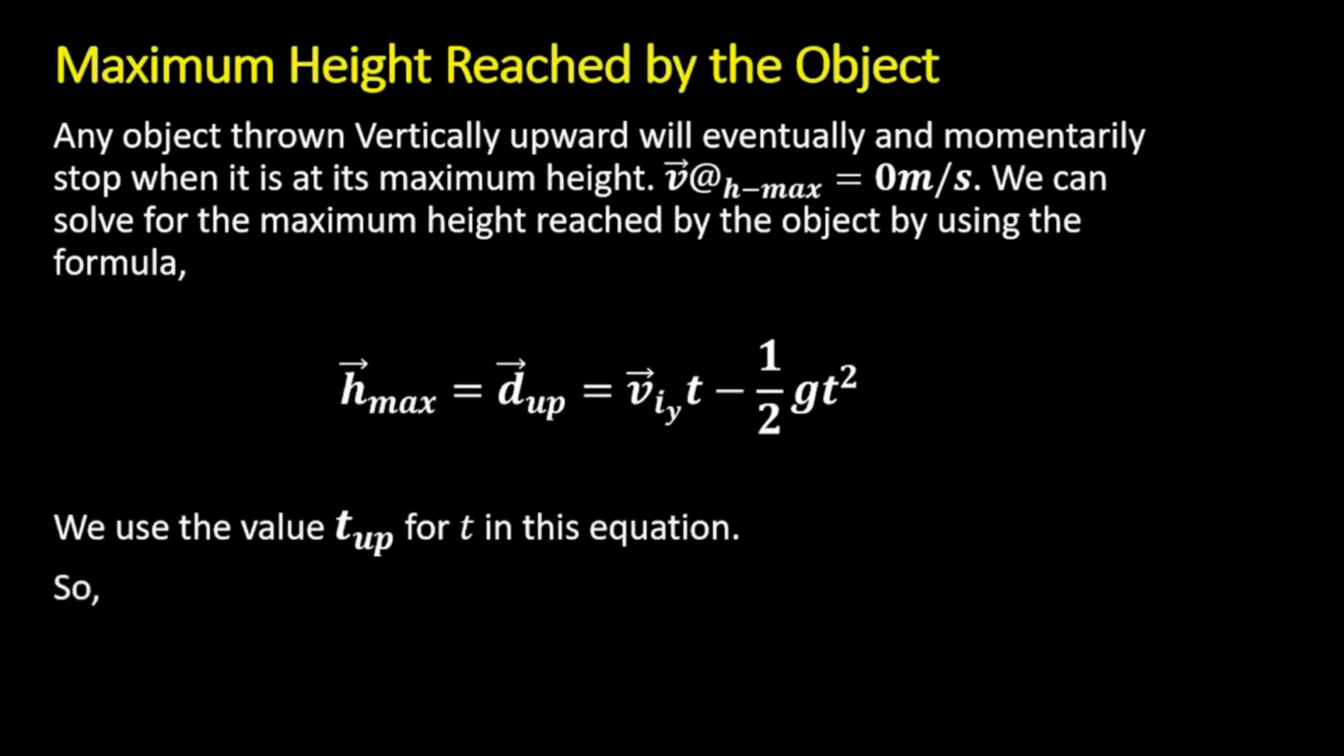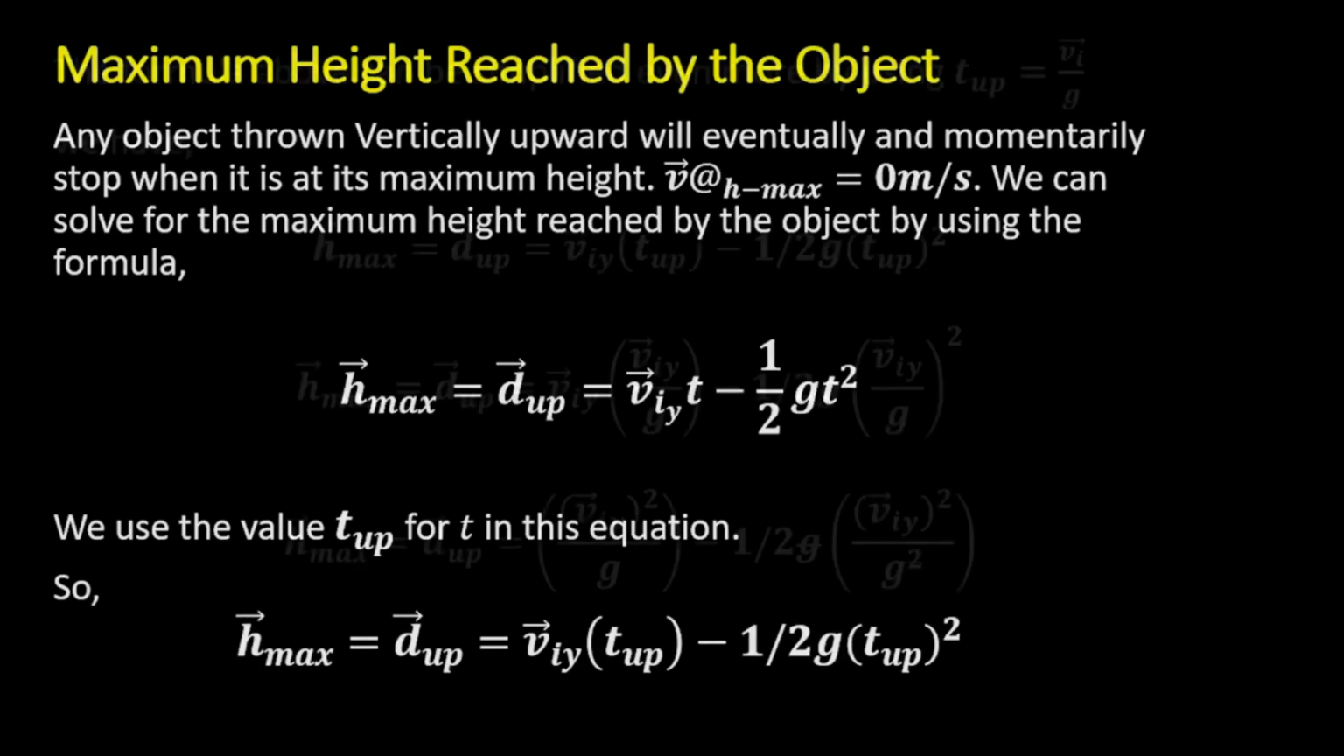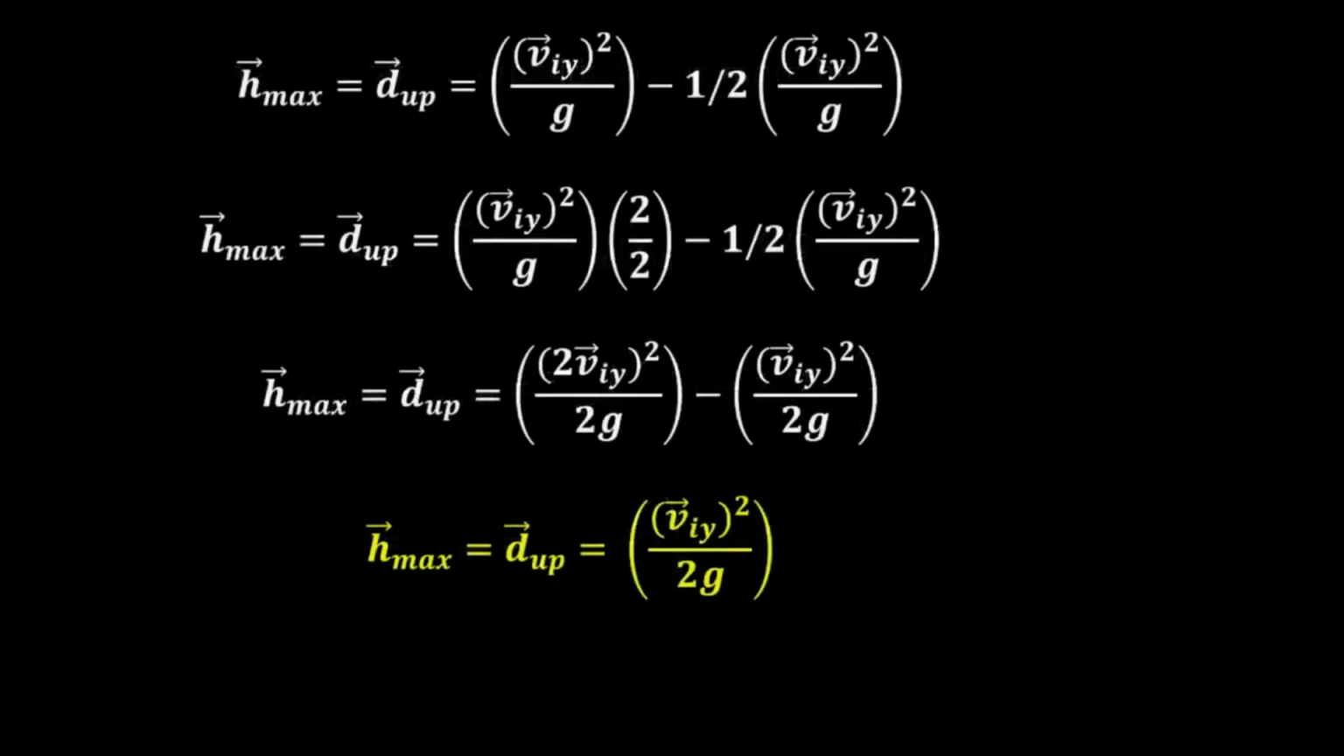So, maximum height reached by an object, h max, is equal to d up is equal to v sub i times t up minus 1/2 g t up squared. The formula above can be simplified even more by using t up is equal to v sub i divided by g. Now we have the maximum height reached by an object is equal to d up is equal to v sub i squared divided by 2g.